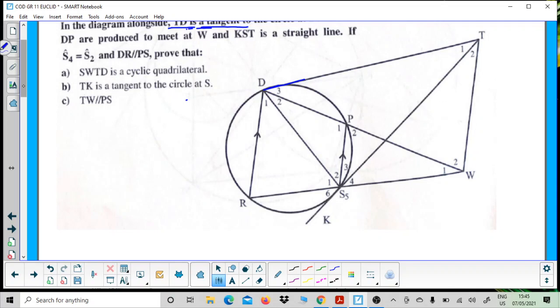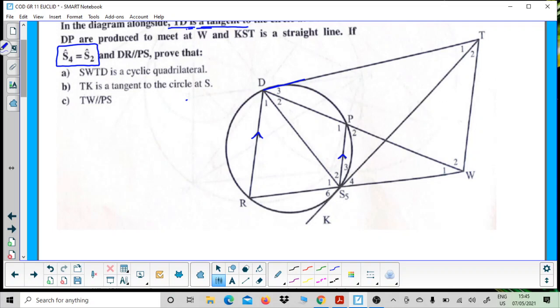Okay, then we also have some parallel lines. Very clear to us that these lines here are parallel to each other. No stress. Then let's quickly figure out some more given information. I believe this is going to come in handy. You know, the fact that S4 is equal to S2. Let's just keep that in mind.